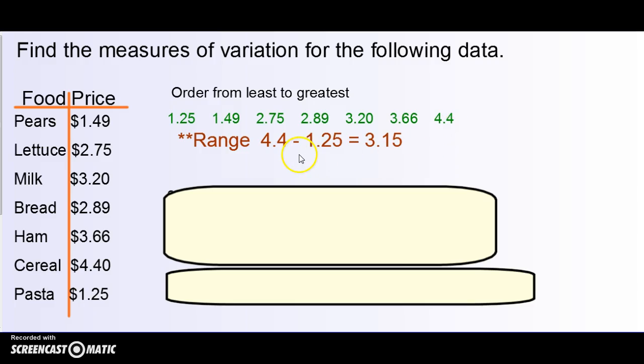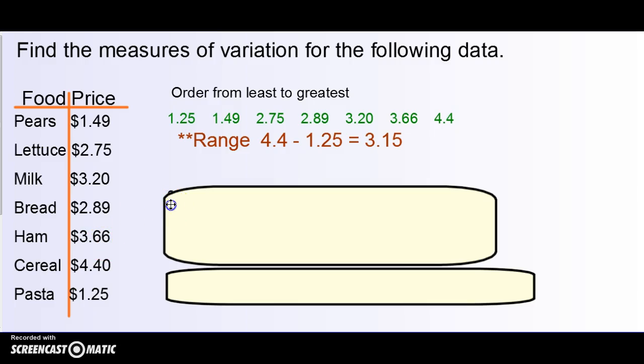And then step 2 would be to find just the range. Remember, that was one of the measures of variation listed on the previous slide. So you would take the highest data minus the lowest data and get the range. So the difference between the highest and the lowest food at the grocery store was $3.15, or at least not in the store, but what we bought.